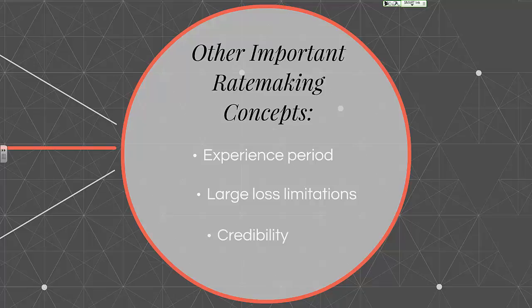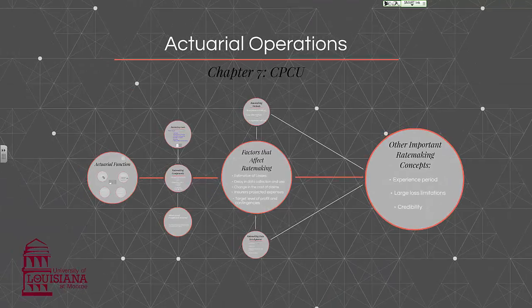Last, credibility. Credibility of data is a measure of the predictive ability of data. This relates in part to class and territorial relativities, as well as experience period. You want to make sure that the underlying data not only looks over a long enough span of time, but also the loss experience is reflecting the experience of the population to which you're going to apply the new rates. In other words, you wouldn't use accidents caused by texting and driving from 1995 and apply those loss experiences to 2017. And that's the end of our discussion of actuarial operations.